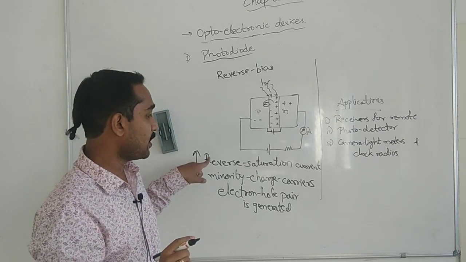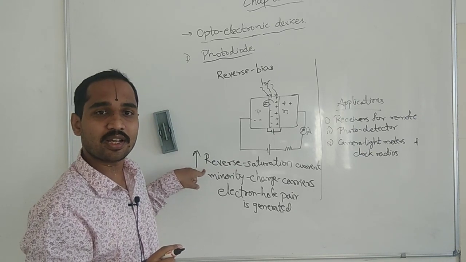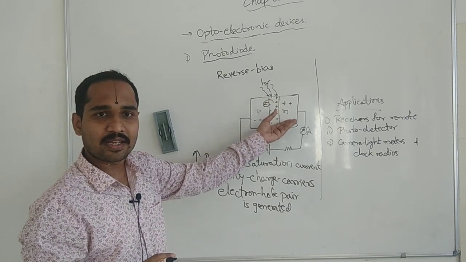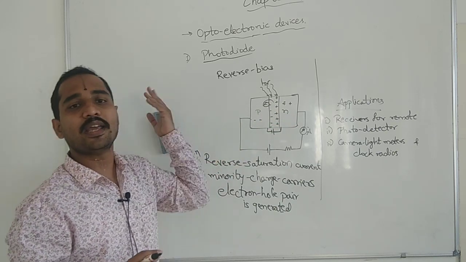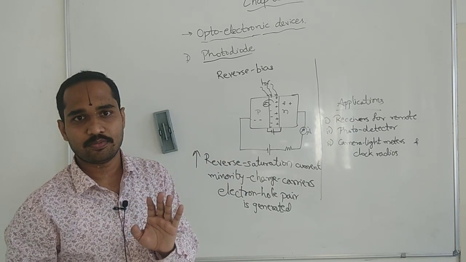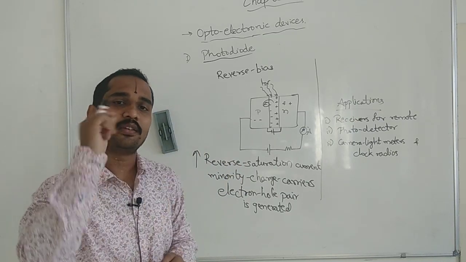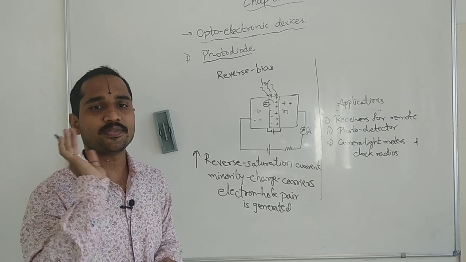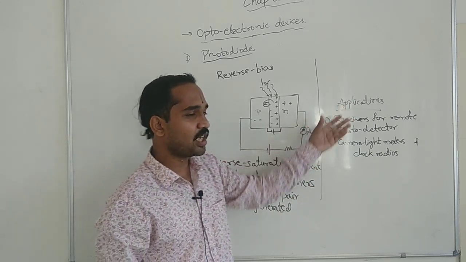So there is more minority charge carrier flow in the PN junction. That means there is more reverse saturation current flowing in the PN junction. So whenever light is incident, the reverse saturation current increases. This is the photodiode. You give it light, the current flows, but in reverse biased mode. Okay, that is the photodiode. Now what are the applications of the photodiode?